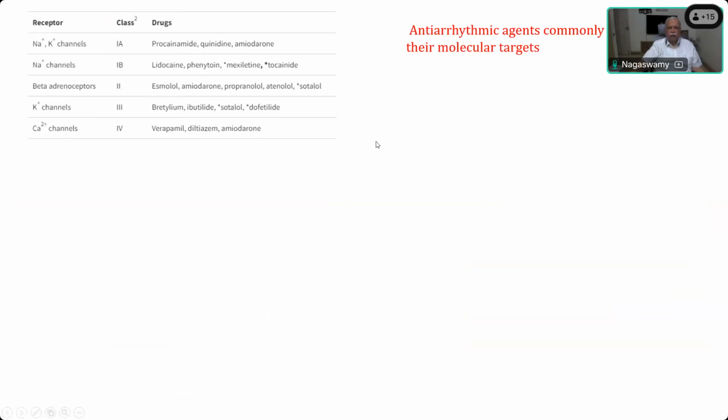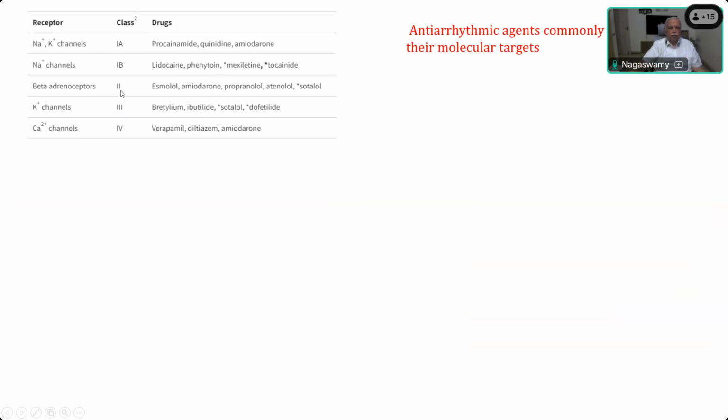So these are the common antiarrhythmic agents that are used. This is just for your knowledge of the theory, and they are based on the receptor channels. So class 1A is acting on sodium and potassium channels, 1B on sodium channels, and 1C is also there, and they all act mainly on sodium channels, with 1A having a strong action, 1B moderate action, and 1C weak action. That is how it is classified.